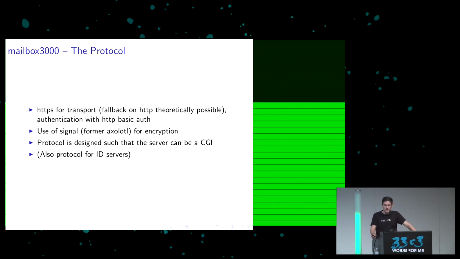The whole protocol is designed in such a way that everything can be implemented as a CGI, which makes the protocol also not as nice as it could be, because CGI, for example, doesn't have access to HTTP header fields, not to all of them. And also what I stole from the idea from Matrix, if you know the Matrix messenger, is to make ID servers, where you can query for certain IDs. So you query for an external network ID, for example, the email address, and then it returns you the real Mailbox 3000 ID from that one.